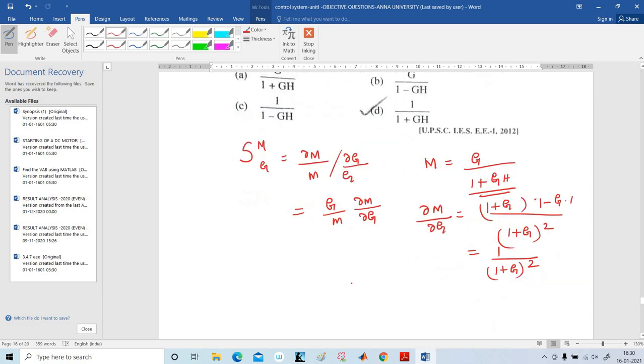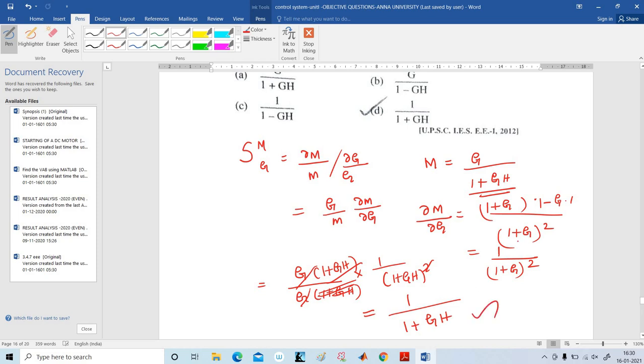Okay, and next G by M. M is equal to G divided by 1 plus GH, and dou M by dou G is 1 by 1 plus GH the whole square. So G by M gives 1 plus GH, and here 1 plus GH the whole square. G cancels. Finally I get 1 by 1 plus GH. So this is the correct answer.